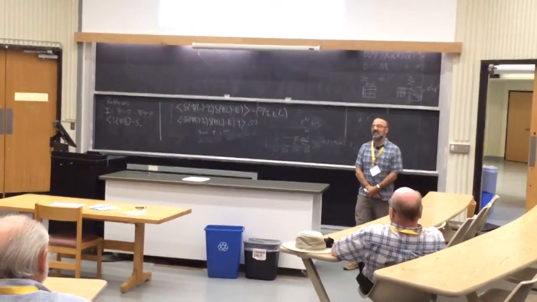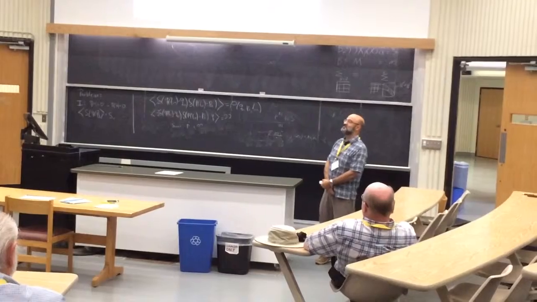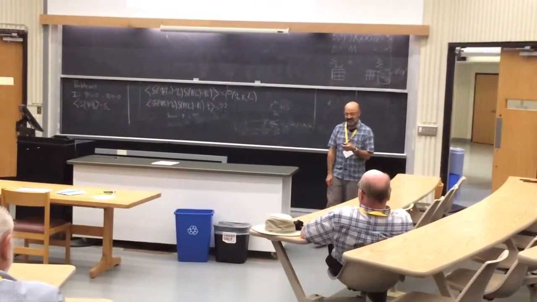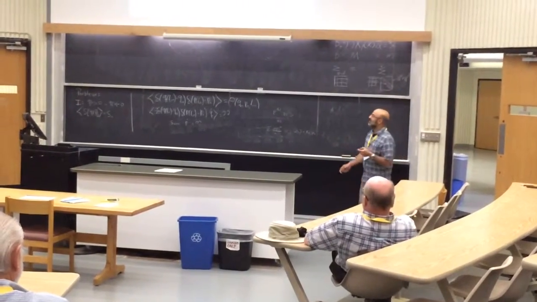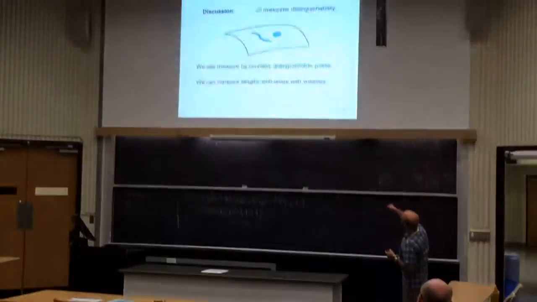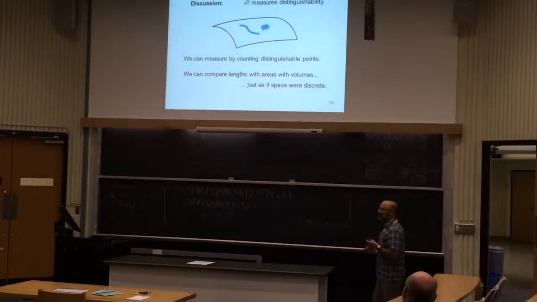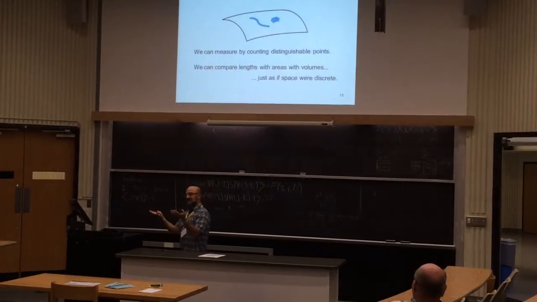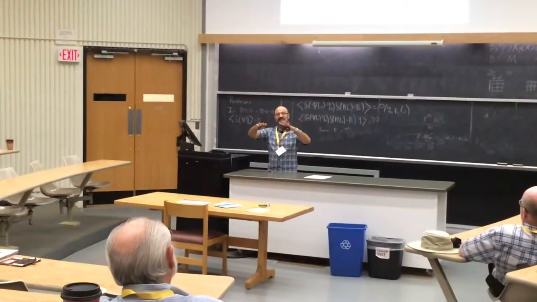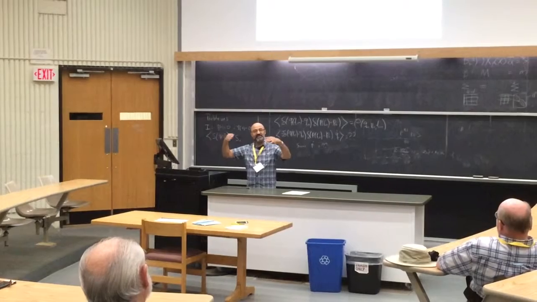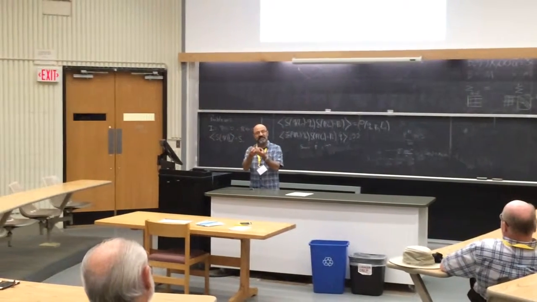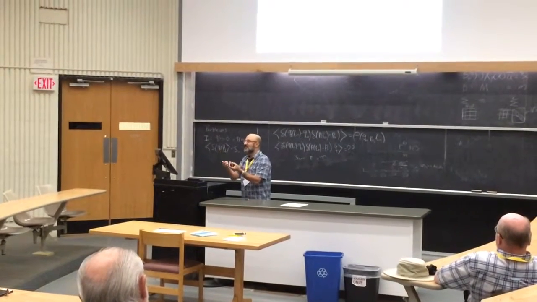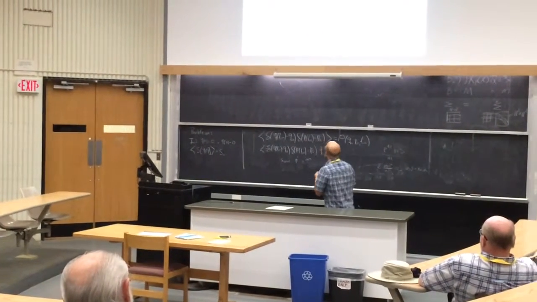Now, if you had said something like that when you're doing geometry in your freshman year in college, they would have looked at you funny, right? You can't compare a length with a volume. Not in the continuum. But here we have distinguishable points. This is very much as if space were discrete. It's not that space is a lattice. And clearly, I've been talking about continuous things. But in these models, there are certain features that make space smell as if it were kind of discrete.